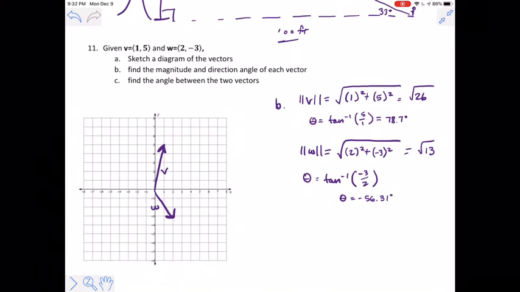And again, this would be correct if the vector is in the fourth quadrant, so we just got to check, and vector w is in the fourth quadrant. Otherwise, this would have been a reference angle.